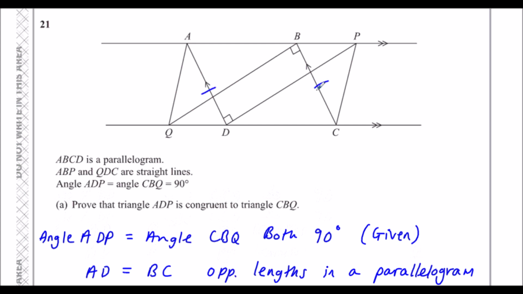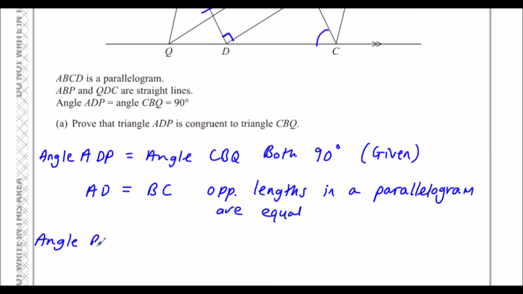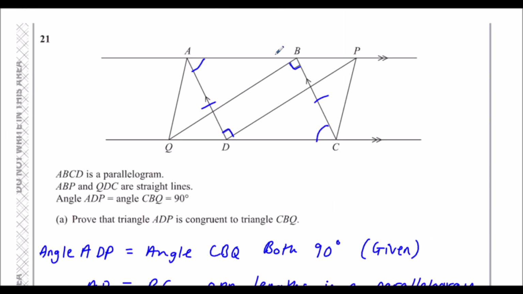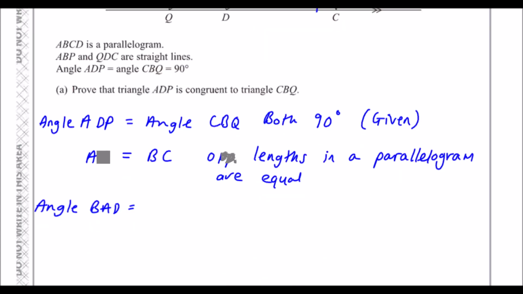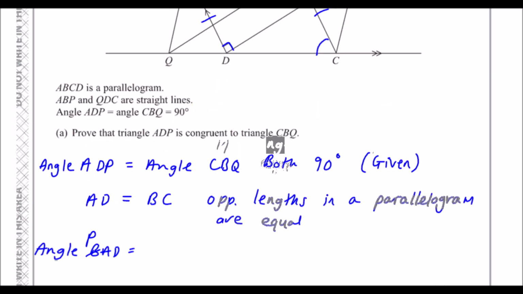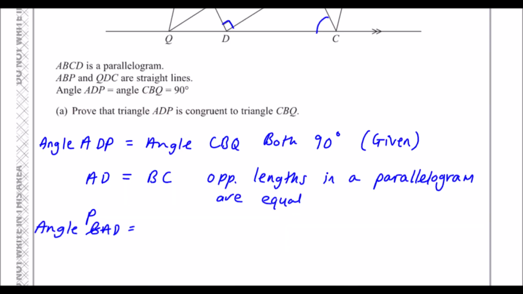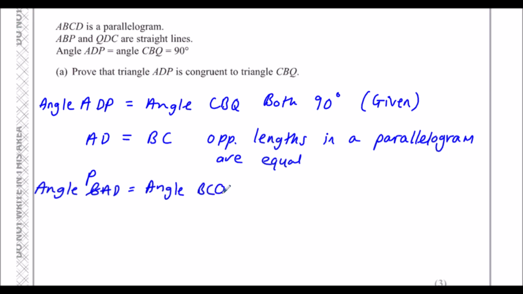So we've got AD and BC, we've got the two right angles. So what other information do we have? Well, these angles here are opposite angles in a parallelogram. So angle BAD equals angle BCD. I should have said PAD, really, because that's in the triangle. So angle PAD equals BCQ because opposite angles in a parallelogram are equal.